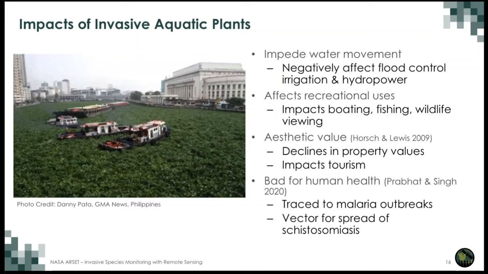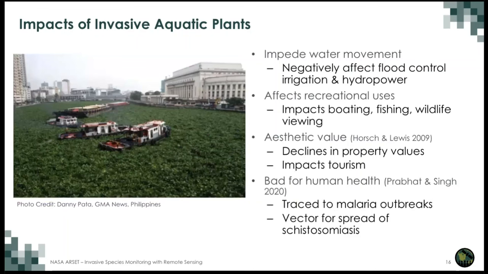When we think about the impacts of aquatic invasive plants specifically, we can think about examples such as what we see in the news here, where they impede commercial vessel travel and recreational uses. They can also affect pumping for hydropower, irrigation, and water management. They also have negative impacts on the aesthetic value, and it's been demonstrated that places with these infestations of aquatic plants show decline in property values for homes around these waterways and has negative impacts on tourism.